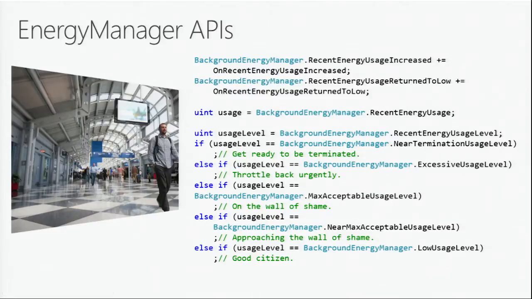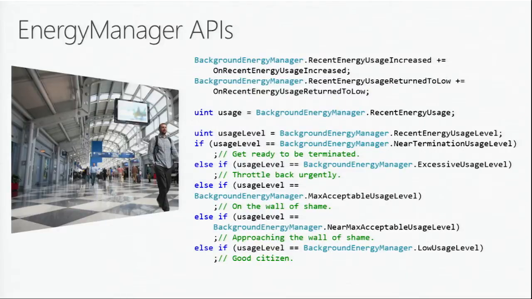I should call out that only certain types of background task are terminated. The foreground energy manager doesn't have a termination level because we don't terminate the foreground app. You can use as much energy as you like in the foreground. Obviously, if you want to be a good citizen, it's still up to you to tune your behavior so that you don't use lots of energy if you can avoid it. But you're the foreground app, so we will allow you to consume as much as you like.